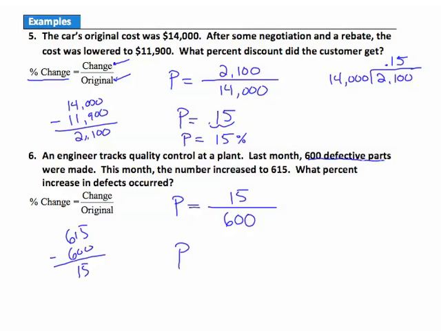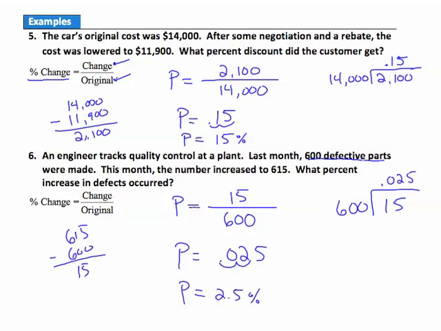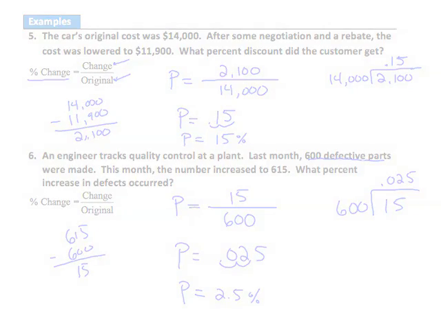Now to calculate this percent, we're just going to do this division. So we go 600 into 15. When we do that division, we're going to get 0.025. And so our percent increase, 0.025. Well, that's still written as a decimal number, so we go one more step to write it as a percent. So we would move the decimal 2 places to the right, and we get 2.5%. And this was an increase, so that would be 2.5% increase.